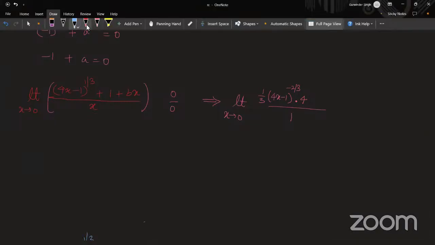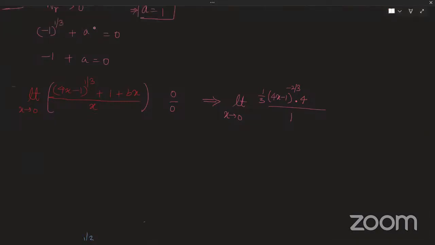So plus 1. What is the derivative of 1? 0. What about bx? B. Plus b.